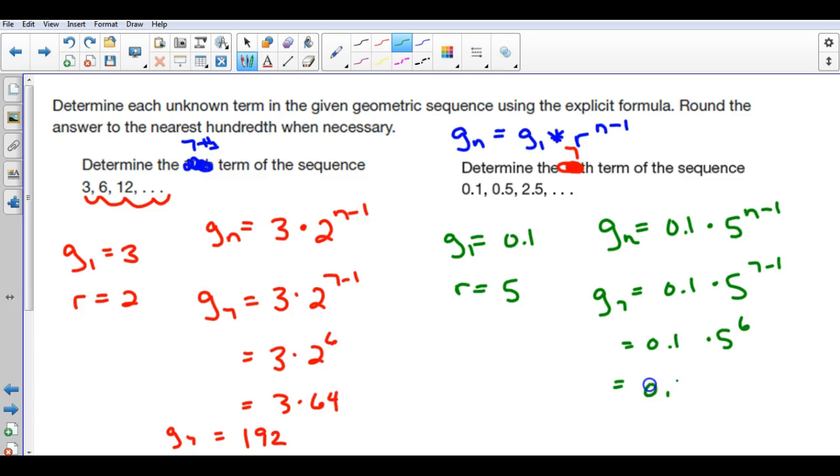And that's going to be 0.1 times, and I'm going to do this in my calculator, 5 to the 6th power is a big number. It's 15,625. And then I'm just going to multiply that by 0.1. And at the very end, I know that my 7th term of this geometric sequence is 1,562.5. So that is just using an explicit formula again for a geometric sequence.